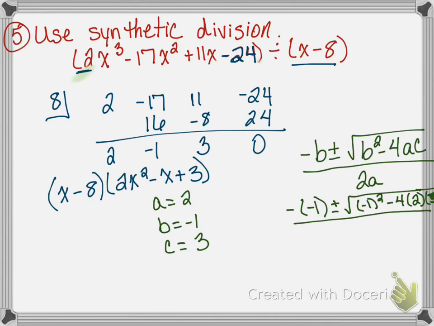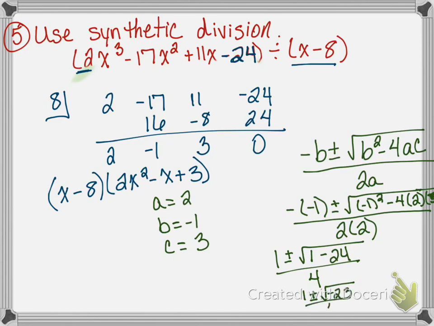Okay, and so then I have 2 times a. So negative 1 is going to be positive 1, plus or minus the square root of negative 1 squared, which is 1, minus 4ac. So that's negative 4 times 2 times 3, and that's going to give me 24. So minus 24, all over 4. 1 minus 24 is negative 23, so I have 1 plus or minus the square root of negative 23 over 4.